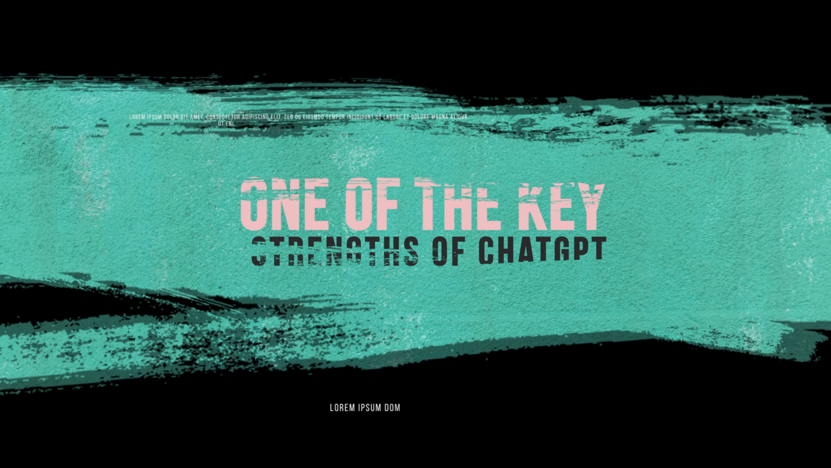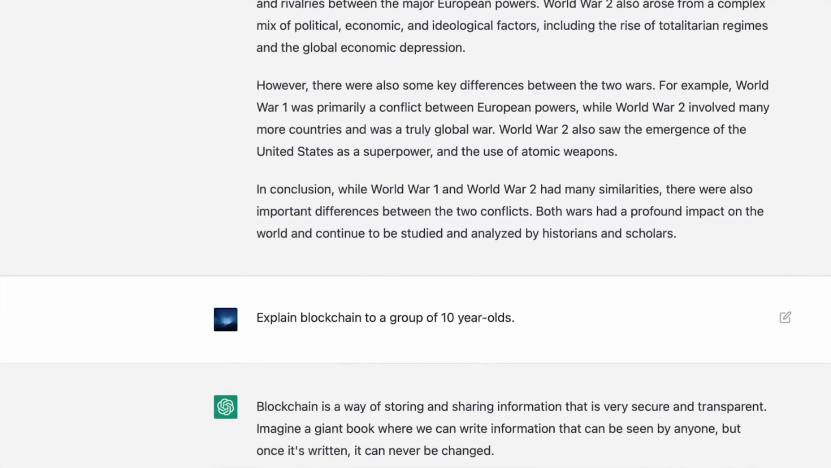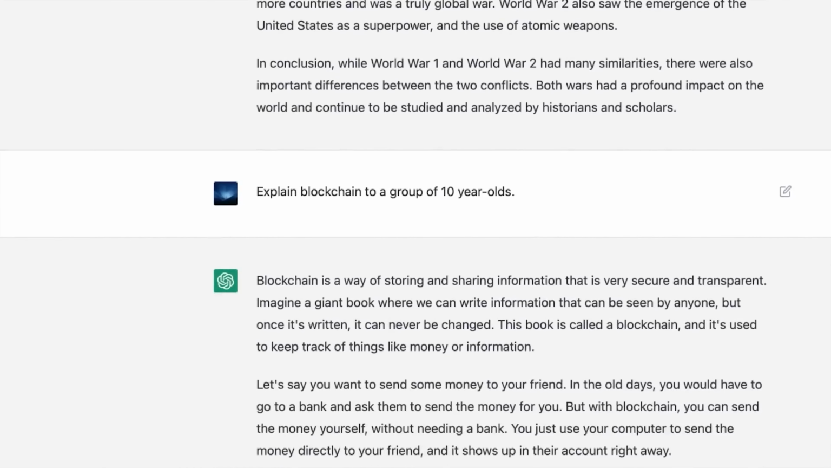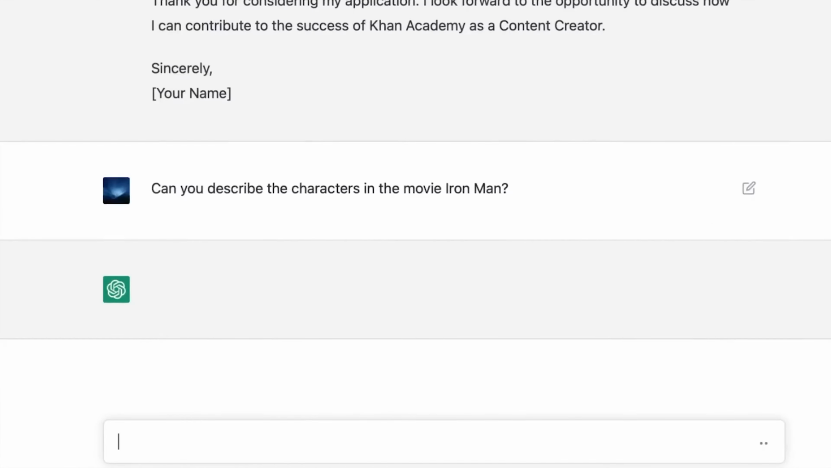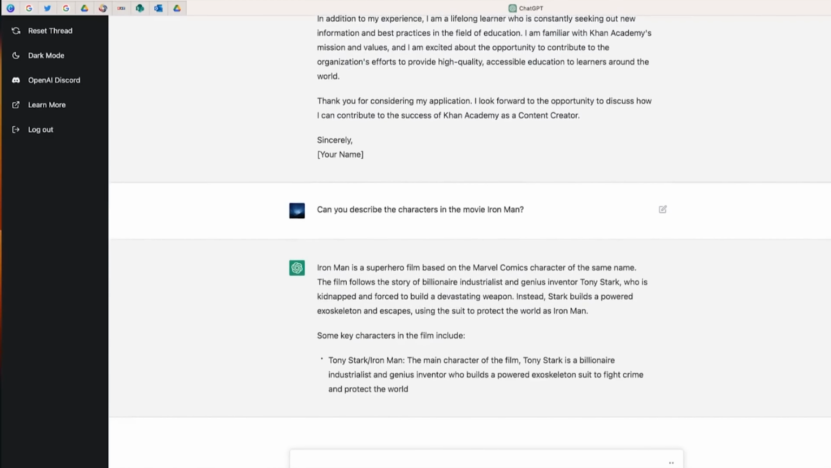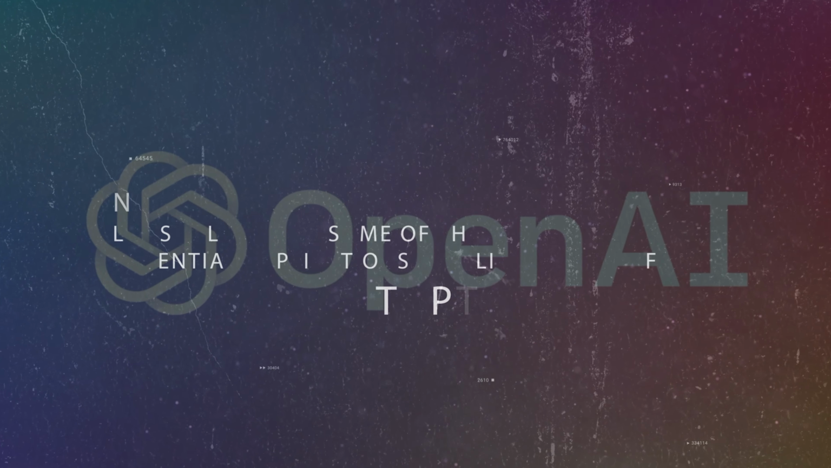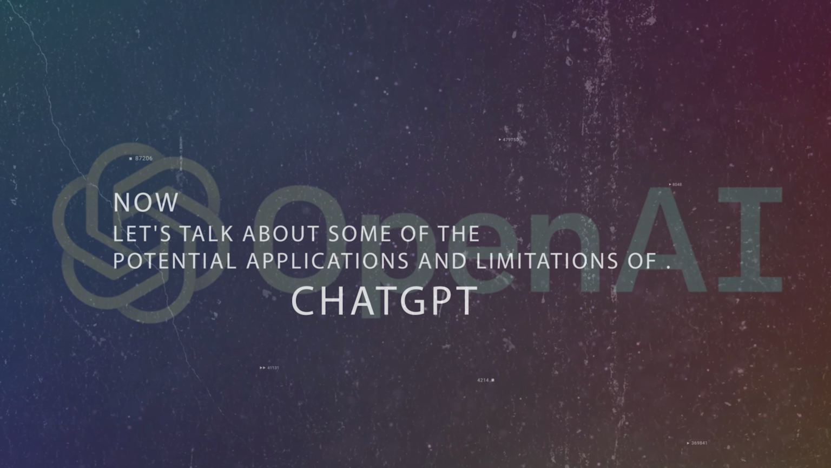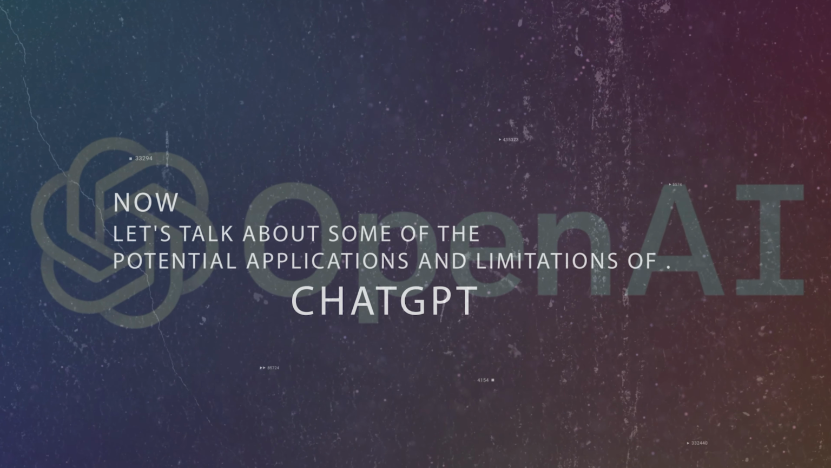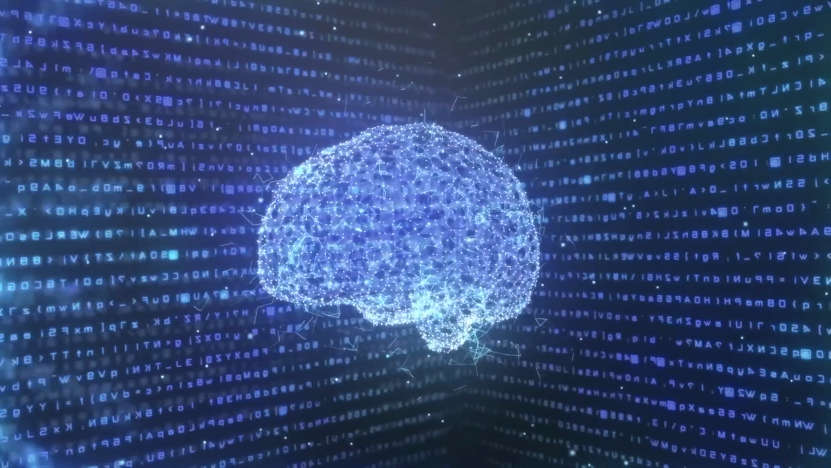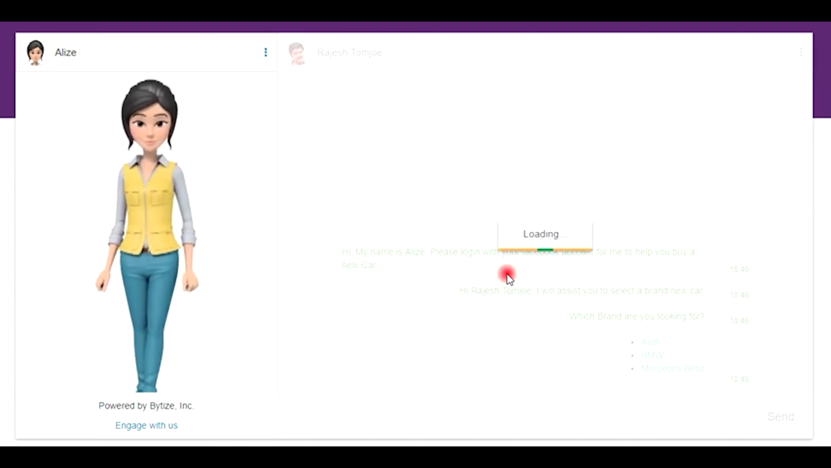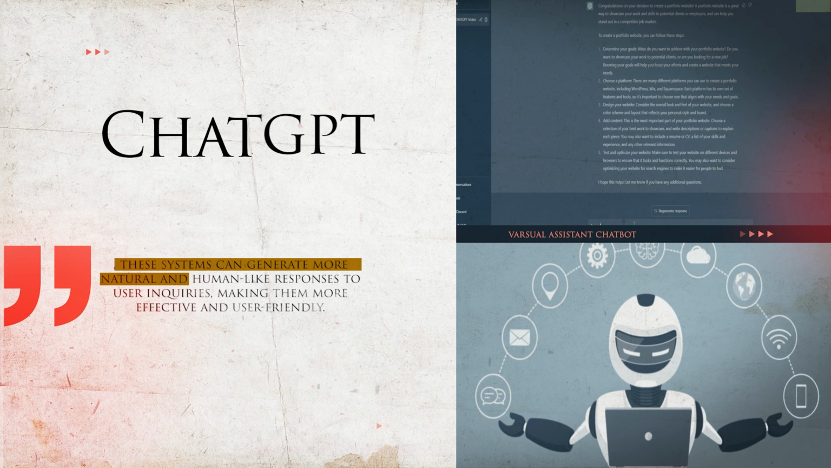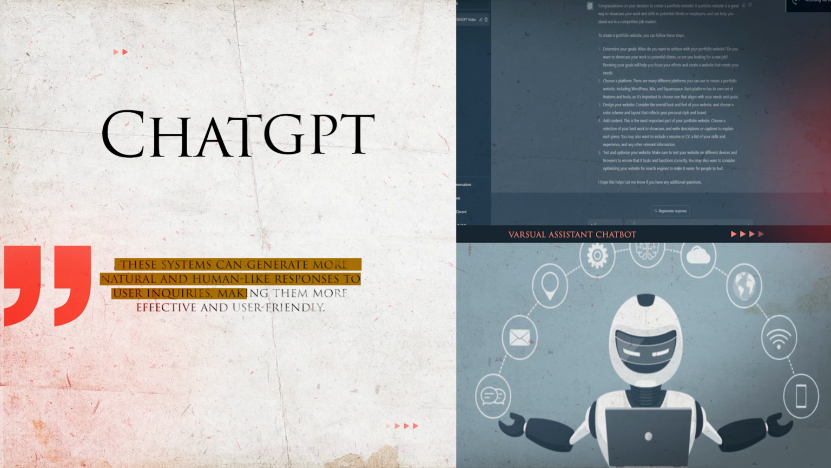One of the key strengths of ChatGPT is its ability to generate responses that are contextually appropriate and coherent. This is especially useful in chat environments, when the conversation may be more spontaneous and there may not be a clear script to follow. Now, let's talk about some of the potential applications and limitations of ChatGPT. One of the potential applications of ChatGPT is in virtual assistants or chatbots. By using ChatGPT, these systems can generate more natural and human-like responses to user inquiries, making them effective and user-friendly.